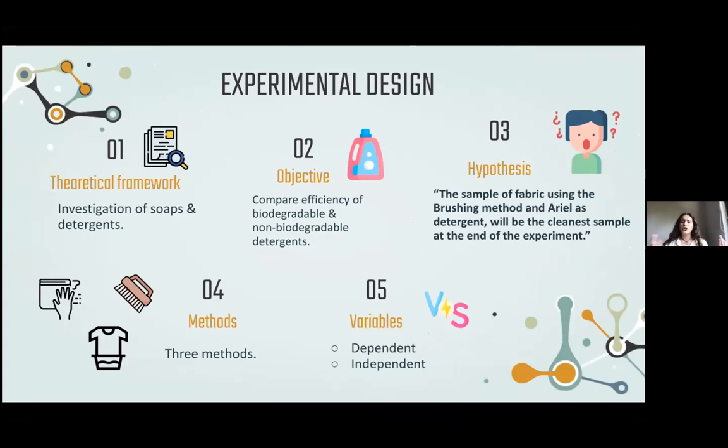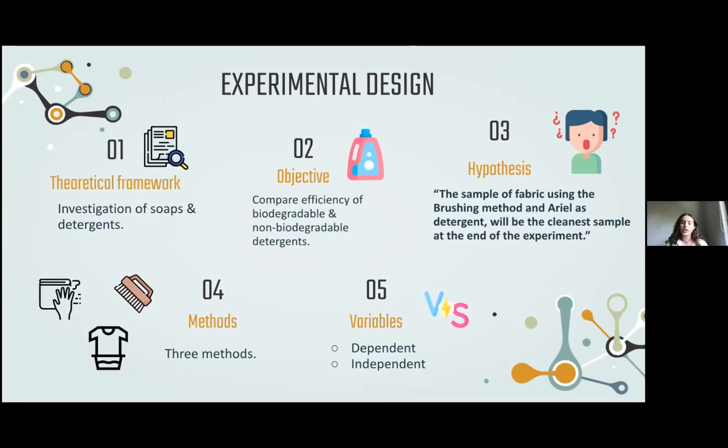The objective was to compare the efficiency of biodegradable and non-biodegradable detergents on 9 white pieces of fabric after being stained. The hypothesis stated was that the sample of fabric using the brushing method with Ariel as a detergent will be the cleanest sample at the end of the experiment. For this experiment, there were 3 methods used: the soaking and washing method, the brushing method, and the control group.